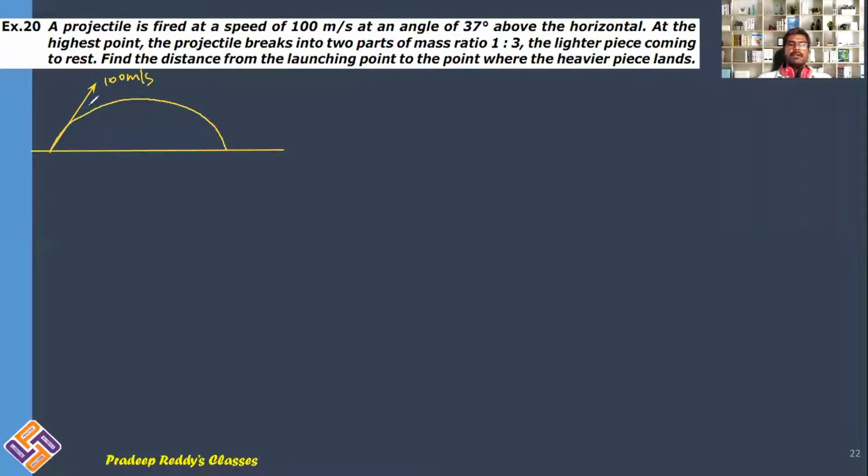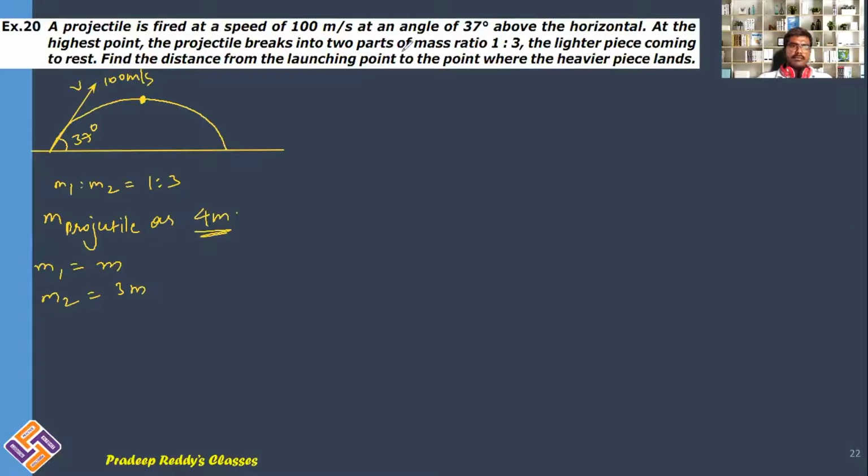Listen carefully. Velocity of the projectile is given as 100 meter per second. It is projected at an angle of 37 degrees above the horizontal. And at the highest point, the projectile is breaking into parts of mass ratio 1:3. So m1 is to m2 is equal to 1:3. I am considering the mass of the projectile as 4m. Therefore, m1 will become m and m2 will become 3m. Total mass becomes 4m.